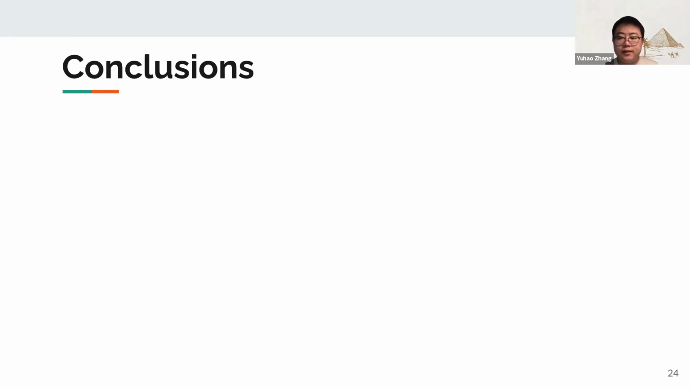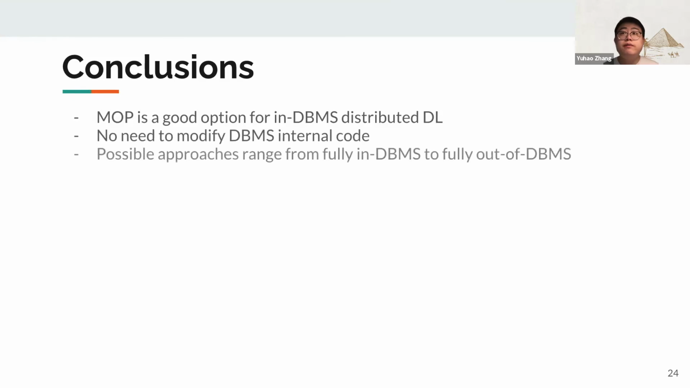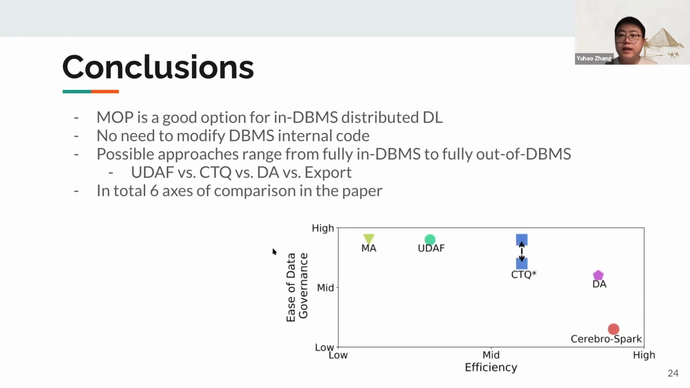Okay, last slide. In conclusion, we found that MOP is a good option for in-DBMS deep learning. It's possible to integrate it without modifying the DBMS, and there are 4 plausible approaches we evaluated. In the paper, we evaluated them on 6 axes of comparison in total. Here I only show the 2 most important axes, the ease of governance and efficiency. There are many more trade-offs between these axes.